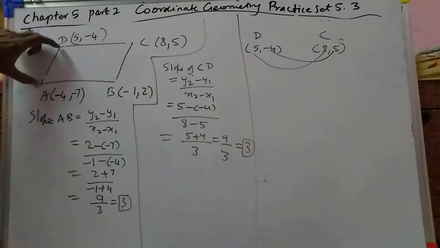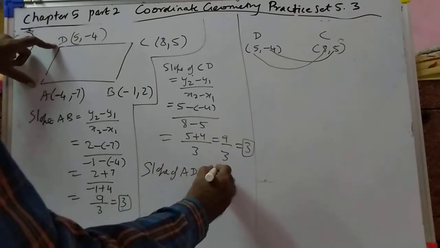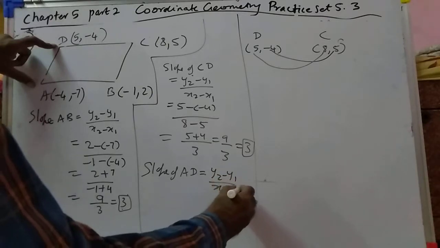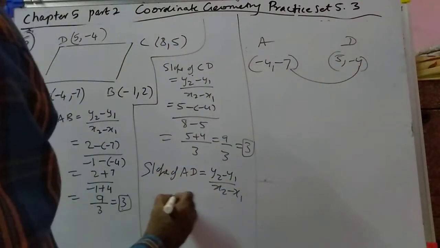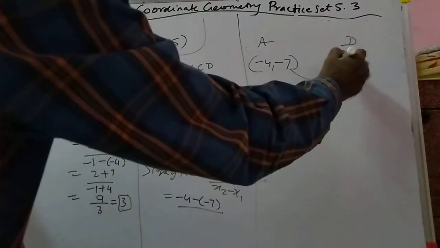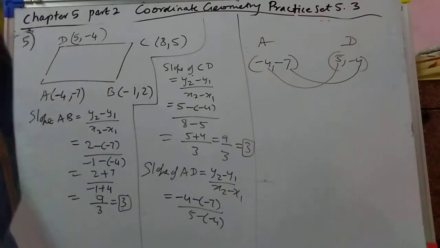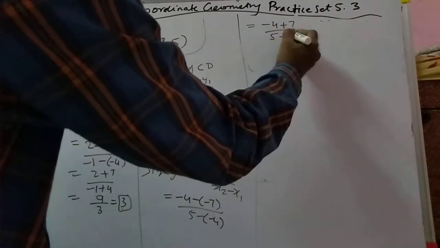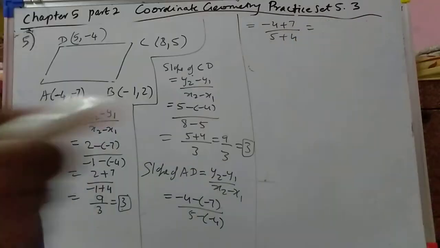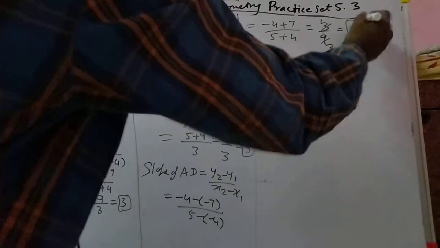Now let us calculate for this side. Okay, the points are given. That will become minus 4, minus 5, minus 7. 5 minus half minus 4. So that is equal to minus 4 plus 7 upon 5 plus 4. So that will become 3 upon 9. Cut it, 1 by 3.